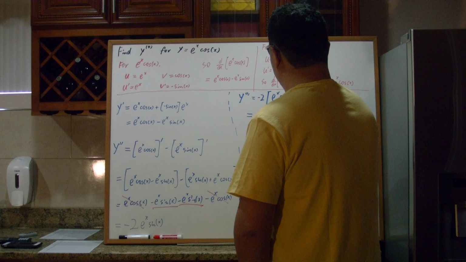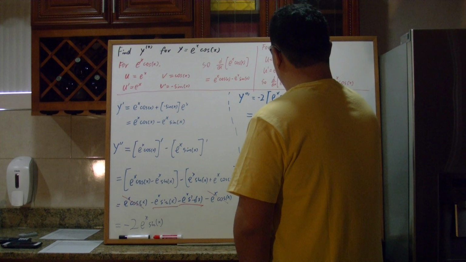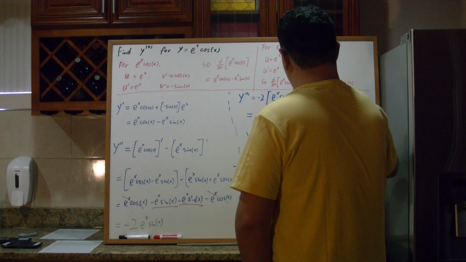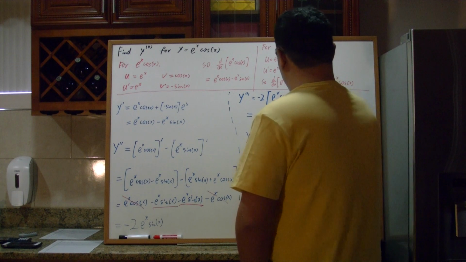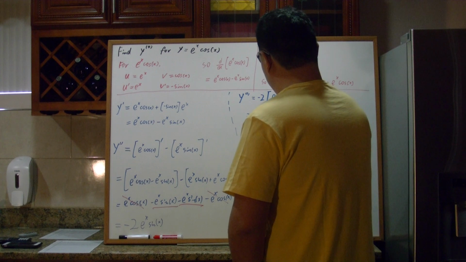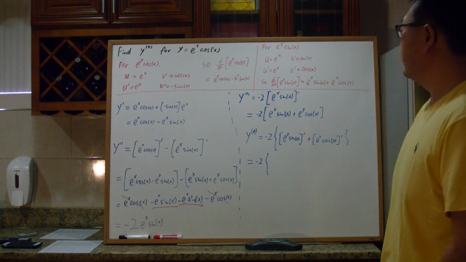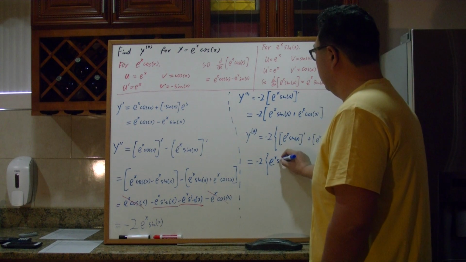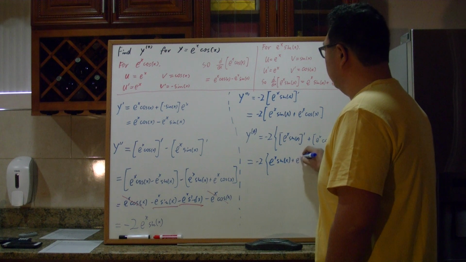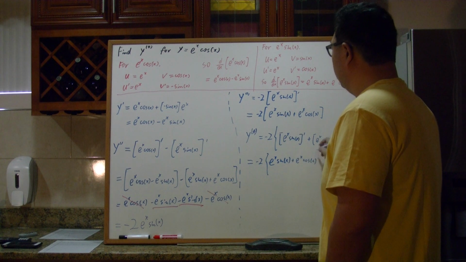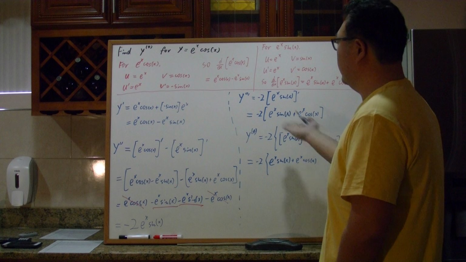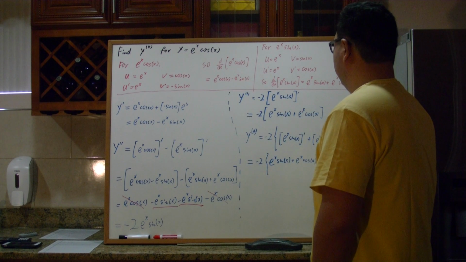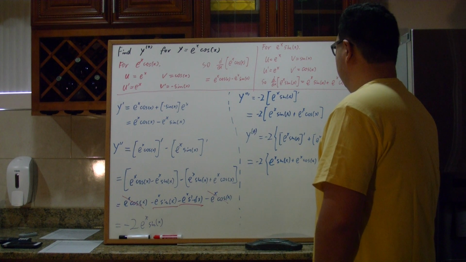Now e to the x sine x, its derivative is e to the x cosine x, plus e to the x sine x from the derivative of the other term, plus e to the x cosine x, and that's a positive sign, so we could express that with no problem. We don't have to put parentheses. If you want, you could write an extra line.